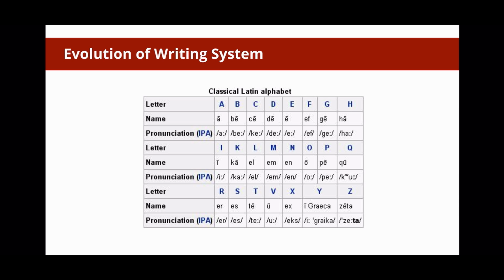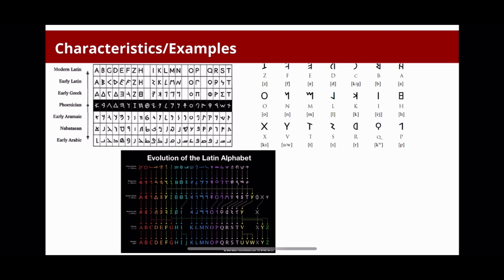Going off of that evolution slide, here are some characteristics and examples of the Latin writing system. In the top left graph, you can see the evolution and comparison over time of languages transcending up and evolving. We're starting with early Arabic, and as you can see, the alphabet is more picturesque, with a lot more detail, and as we go up, the alphabets get more modern, more straight-edged, and a lot easier to read for sure.